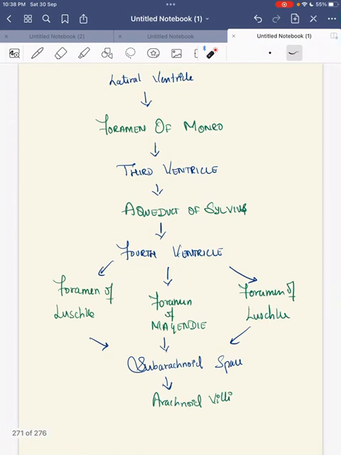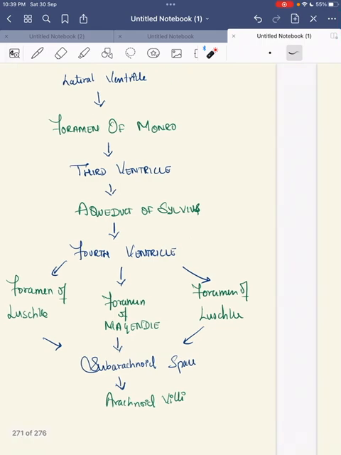I have given the flow chart here. From the lateral ventricle it goes into the foramen of Monro, then to the third ventricle, next through the aqueduct of Sylvius to the fourth ventricle. From the fourth ventricle it goes to the subarachnoid space through two foramens, Luschka and Magendie. From there it gets absorbed in the arachnoid villi granulations present in the superior sagittal sinus. So this is a simple form of its circulation.